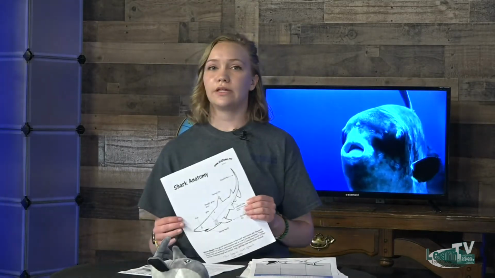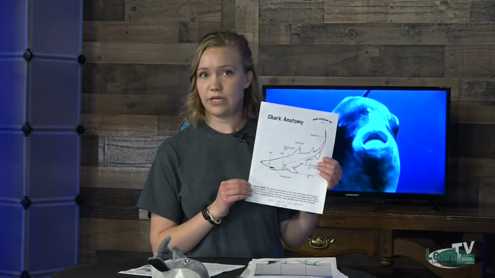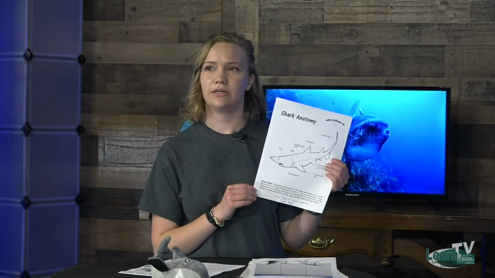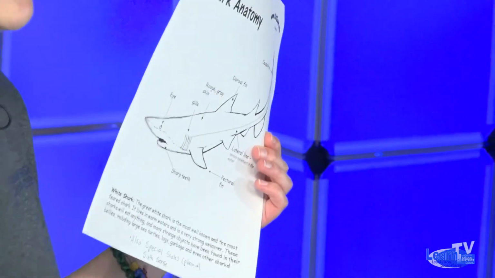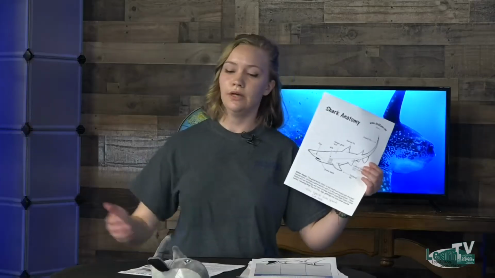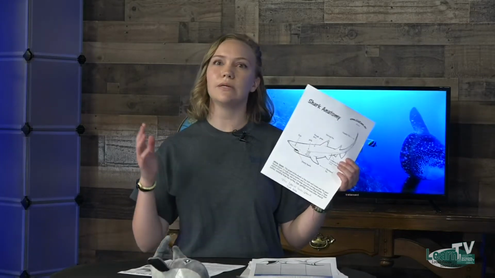So we're going to learn a little bit about what's called shark anatomy. So what does the word anatomy mean? That really just means that we're going to learn about the different parts of a shark and what makes a shark a shark. Well, we know that sharks tend to be really big fish, right?